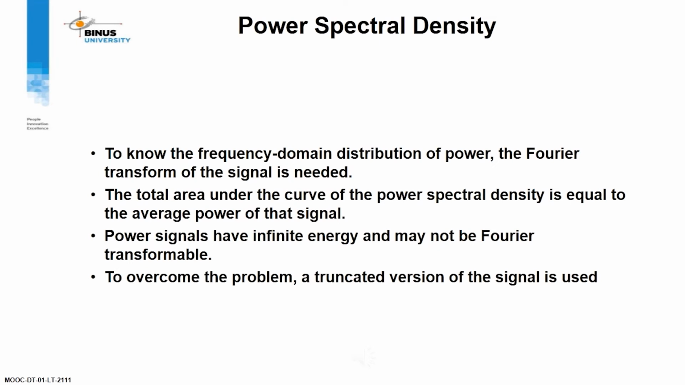Power spectral density. To know the frequency domain distribution of power, the Fourier transform of the signal is needed. The total area under the curve of the power spectral density is equal to the average power of that signal. Power signals have infinite energy and may not be Fourier transformable. To overcome the problem, a truncated version of the signal is used.